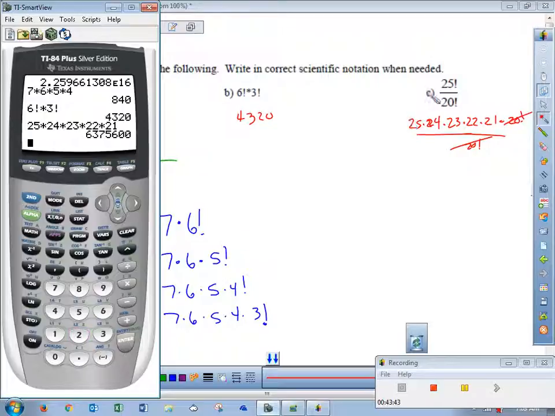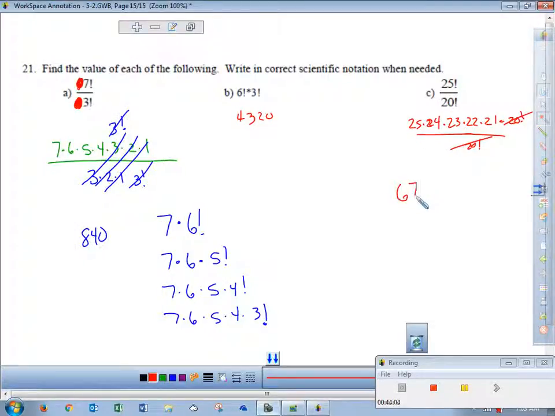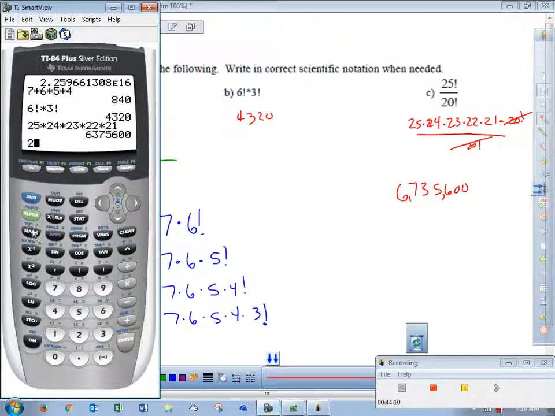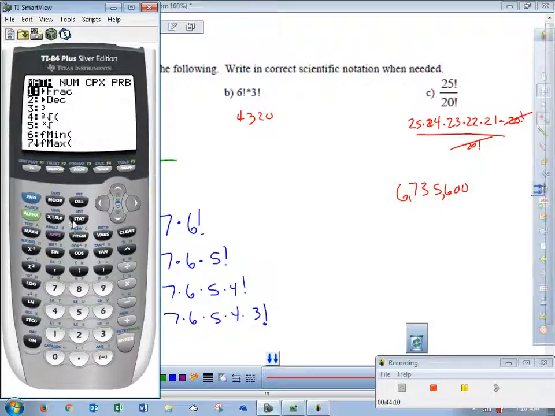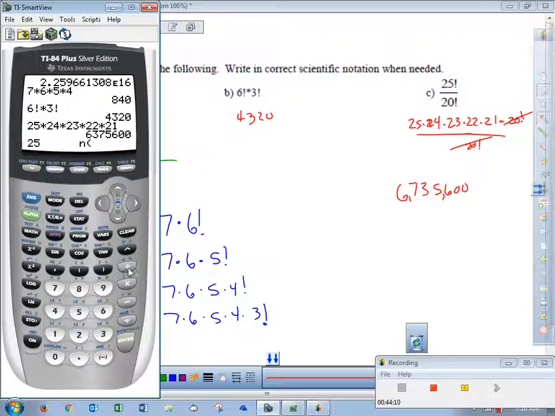A lot of times if you try to punch this entire problem in, your calculator will say overflow, like the numbers are too big. Let's see if that even happens. 637,560. Make sure that's the right number. Yeah. Let's try to type in 25 factorial divided by 20 factorial. You don't have to scroll over, you can go left and hit it, and it'll do it for you. But sometimes when the numbers get larger, your calculator will just say overflow because the numbers were too large.